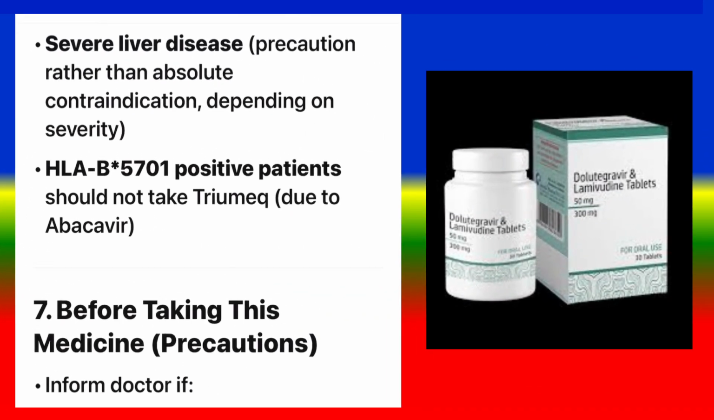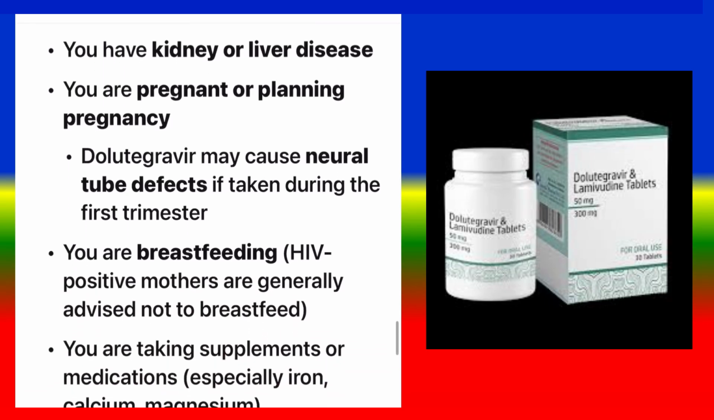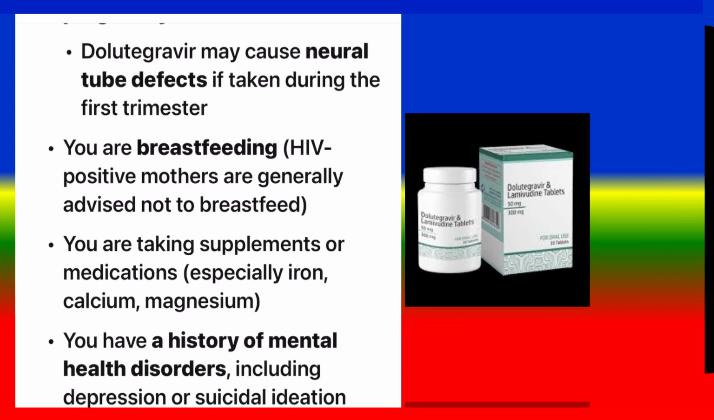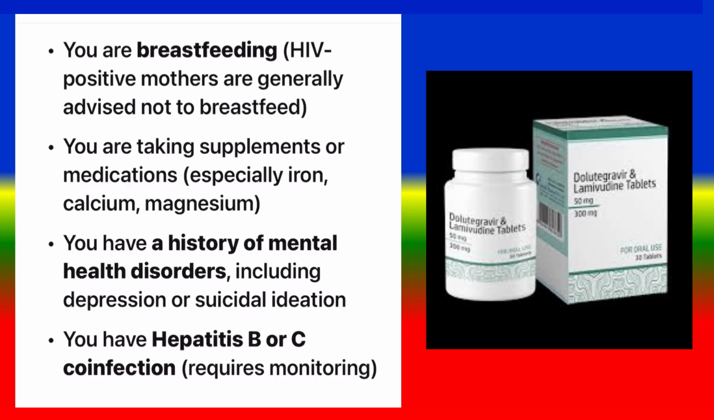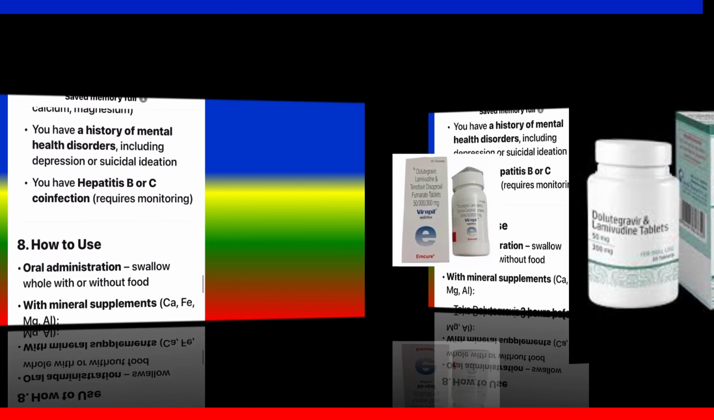7. Before taking this medicine, precautions. Inform your doctor if you have kidney or liver disease, you are pregnant or planning pregnancy. Dolutegravir may cause neural tube defects if taken during the first trimester. You are breastfeeding. HIV-positive mothers are generally advised not to breastfeed. You are taking supplements or medications, especially iron, calcium, magnesium. You have a history of mental health disorders, including depression or suicidal ideation. You have hepatitis B or C co-infection, which requires monitoring.